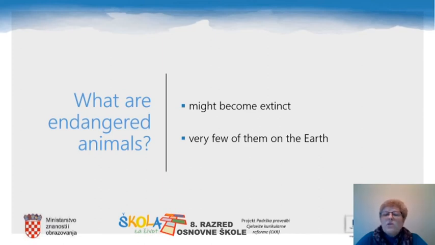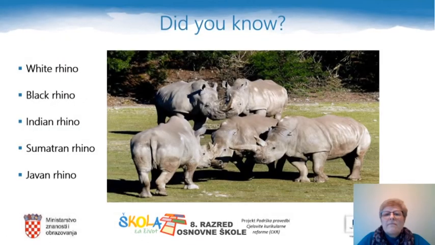Today, we are going to talk about one of the most endangered species in the world, rhinoceroses or rhinos. In this picture, you can see a rhino family called a creche. Did you know that there are 5 species of rhinos in the world and that they are all more or less endangered? There is a white rhino, a black rhino, an Indian rhino, a Sumatran rhino, and the Javan rhino.